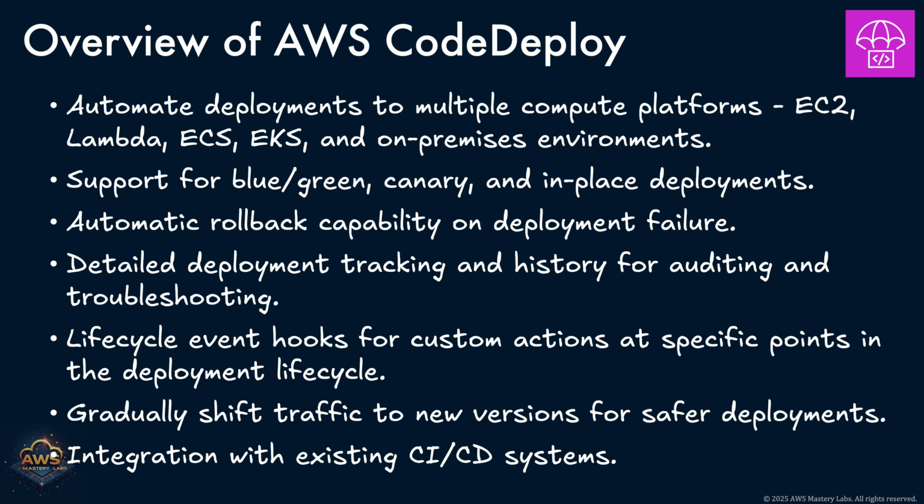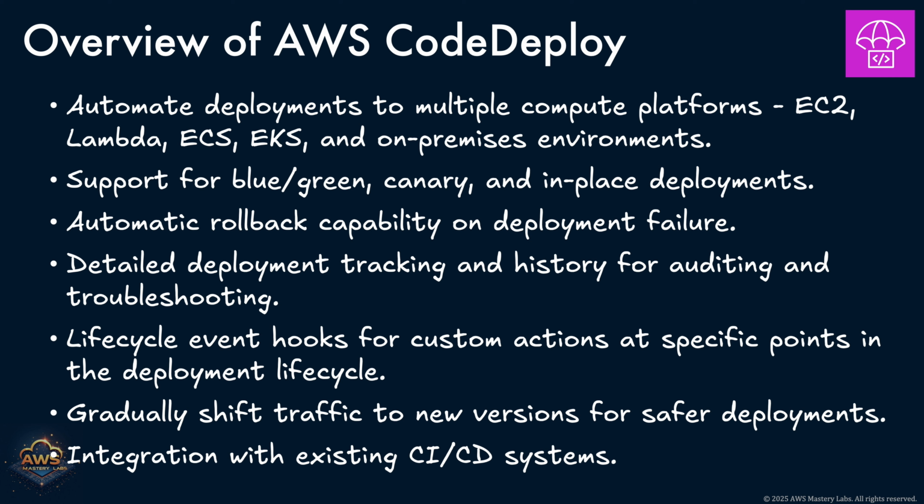Let's now explore AWS CodeDeploy, a fully managed deployment service that helps you automate code deployments across a variety of compute platforms. CodeDeploy is designed to make deployments safer, faster, and more reliable by removing the manual steps and reducing the risk of human error. One of the key strengths of CodeDeploy is its support for multiple deployment strategies. You can choose from in-place deployments, blue-green deployments, or canary deployments, each offering different trade-offs between speed and safety. These options help you minimize downtime and reduce the impact of potential issues during rollouts.